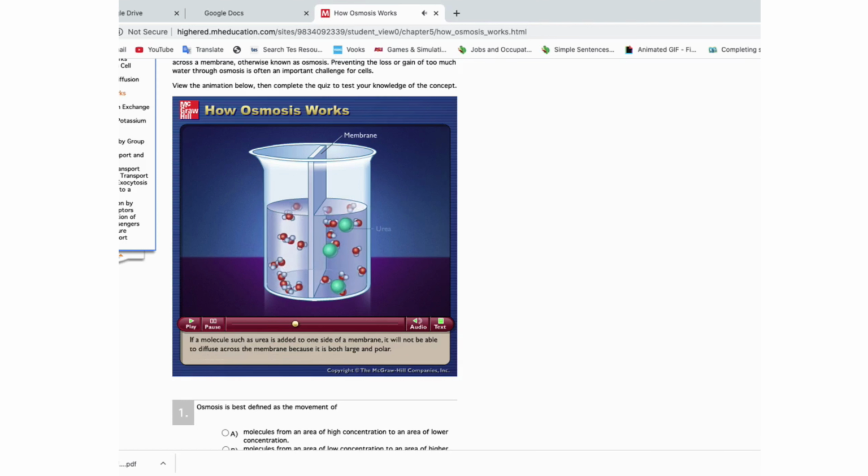If a molecule, such as urea, is added to one side of a membrane, it will not be able to diffuse across the membrane because it is both large and polar. Because of its polar nature, it will interact with other polar molecules such as water. This interaction reduces the number of free water molecules on the right-hand side. With fewer free water molecules on the right-hand side, there is now a net movement of water molecules down their concentration gradient to the side with the urea molecules. Because more water molecules are moving into this area than are leaving, the water level on the right side will rise.